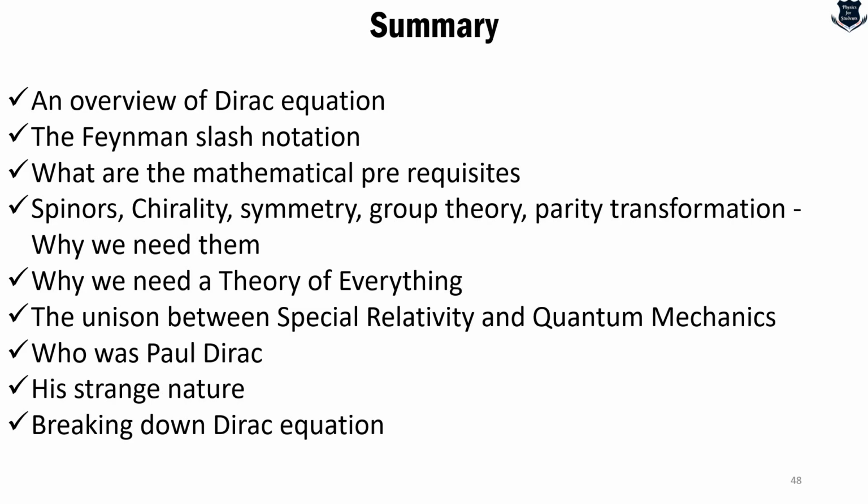So we will pause today in this part of the video, and I would like to give you a quick informal summary of what we have learned. We have learned an overview of the Dirac equation, what Feynman slash notation is, and how we are getting prepared in the mathematical prerequisites to understand spinors, chirality, symmetry, and so on. Why do we need a theory of everything, and where does the Dirac equation stand for a theory of unification? We have also seen who Paul Dirac was, his strange nature, and what the Dirac equation is by breaking down each and every component.